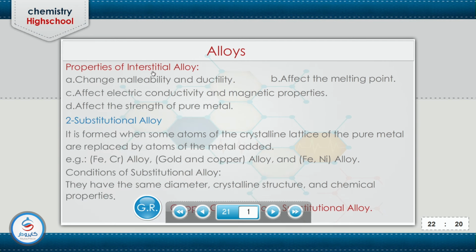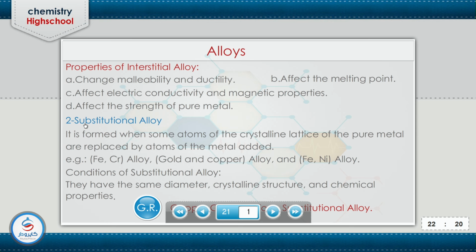Properties of interstitial alloy. Number A, change malleability and ductility. Number B, effect on the melting point. Number C, affect electric conductivity and the magnetic properties of the alloy, and affect the strength of the pure metal.